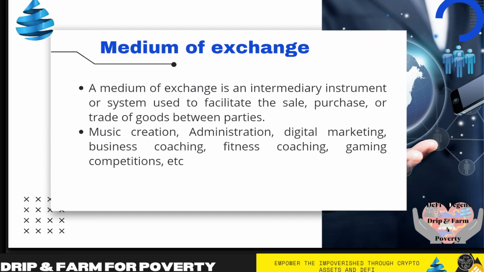Next is it functions as a medium of exchange. So a medium of exchange is an intermediary instrument system used to facilitate the sale, purchase, or trade of goods between parties. So most common medium of exchange is our fiat currencies. We trade in this all the time. Go buy food or put gas in your car, whatever the case may be. Well, Drip allows for the same thing.